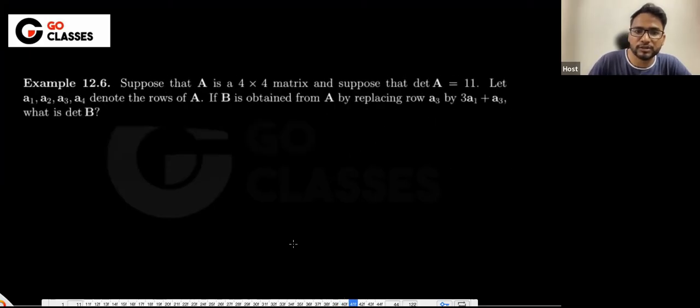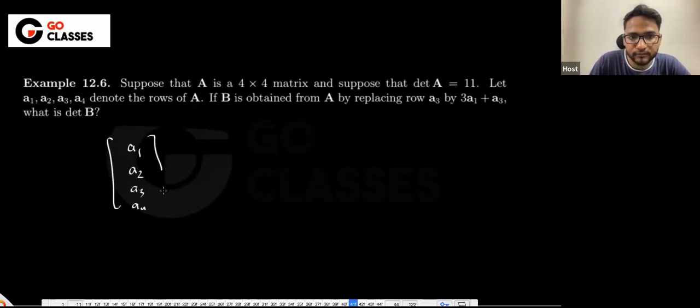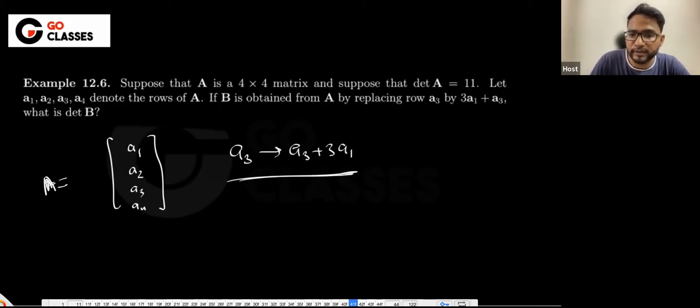Now let's move to the next question. Suppose that A is a 4 cross 4 matrix, and suppose that the determinant of A is 11. Let A1, A2, A3, A4 denote the rows of A. And B is obtained from A by replacing A3 by 3A1 plus A3. Tell me what should be the determinant of B? It should be unchanged, right? Because you are replacing A3 by A3 plus 3A1. That is why it should be 11 only.